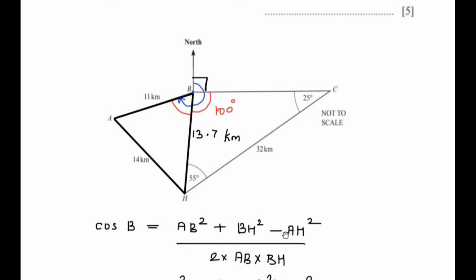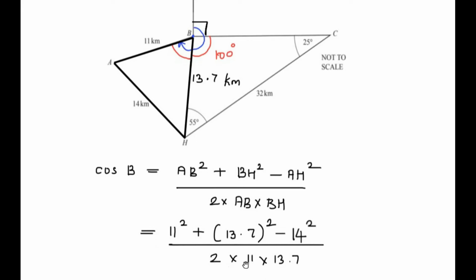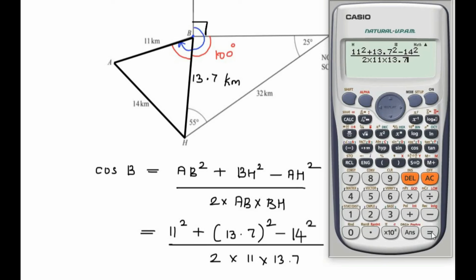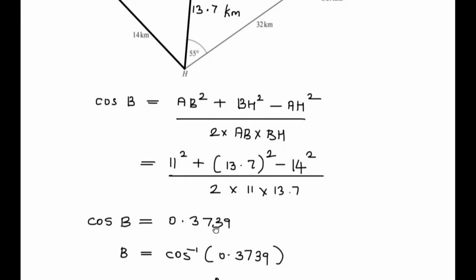Now we are going to just plug in their respective values. So AB is going to be 11. So 11 square plus BH is 13.7, so 13.7 square, minus AH is 14, so it is 14 square, divided by 2 times 11 times 13.7. Now let us see what value this gives us. So this is going to be equal to 0.37388. I'm going to round it to 4 decimal places since this is an intermediate step. In the intermediate steps, make sure that you're taking at least 3 or 4 decimal places. So we have rounded it and written it as cos B is equal to 0.3739.